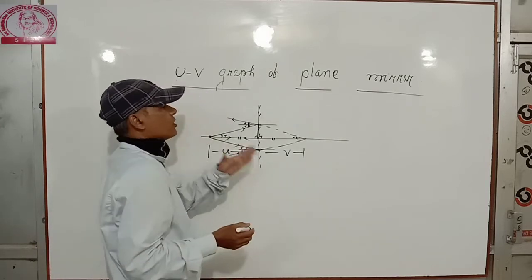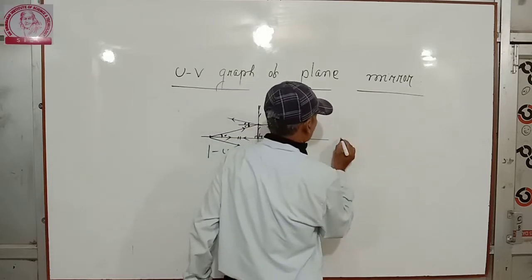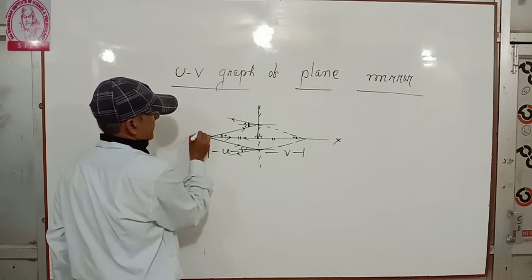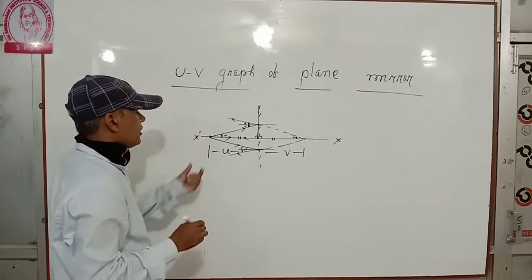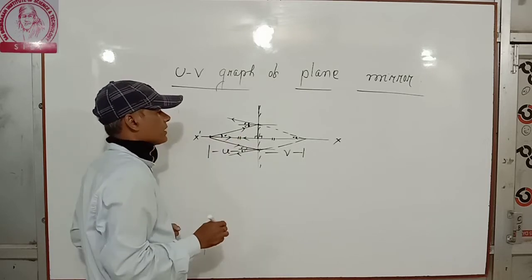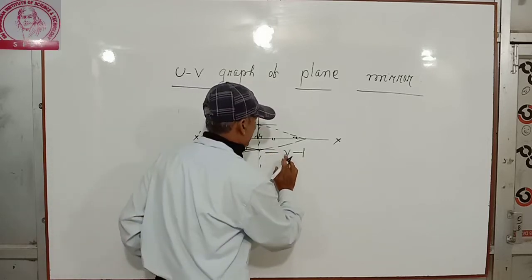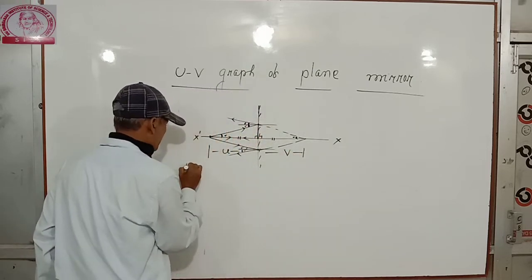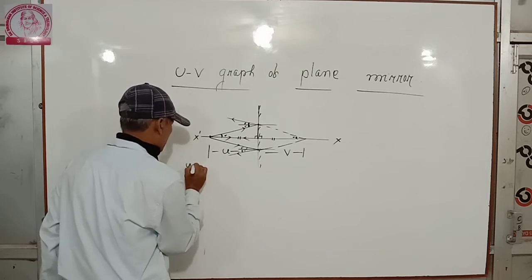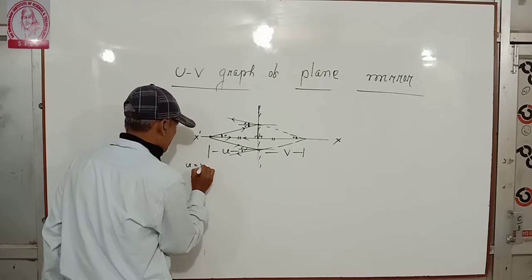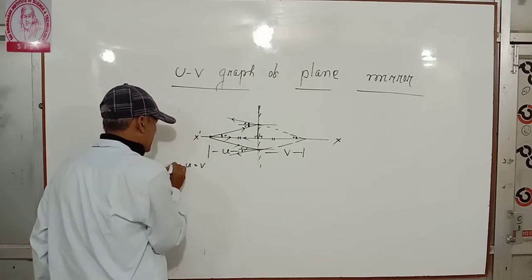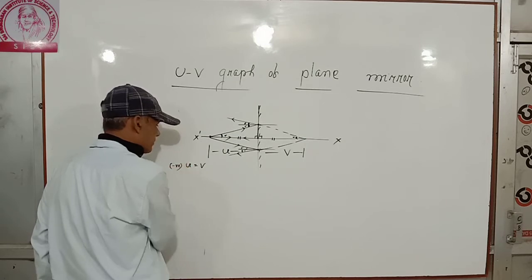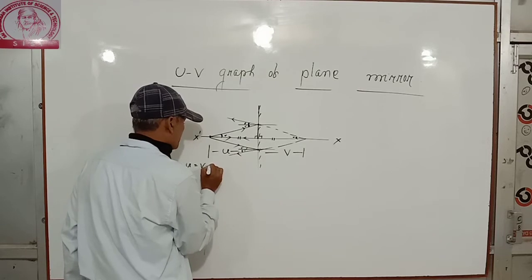If we use the coordinate system, this is plus x and this is minus x, the negative x-axis. So when u is negative, v is positive. When u is negative, v is positive. Not only this, u is equal to v when u is negative and v is positive.